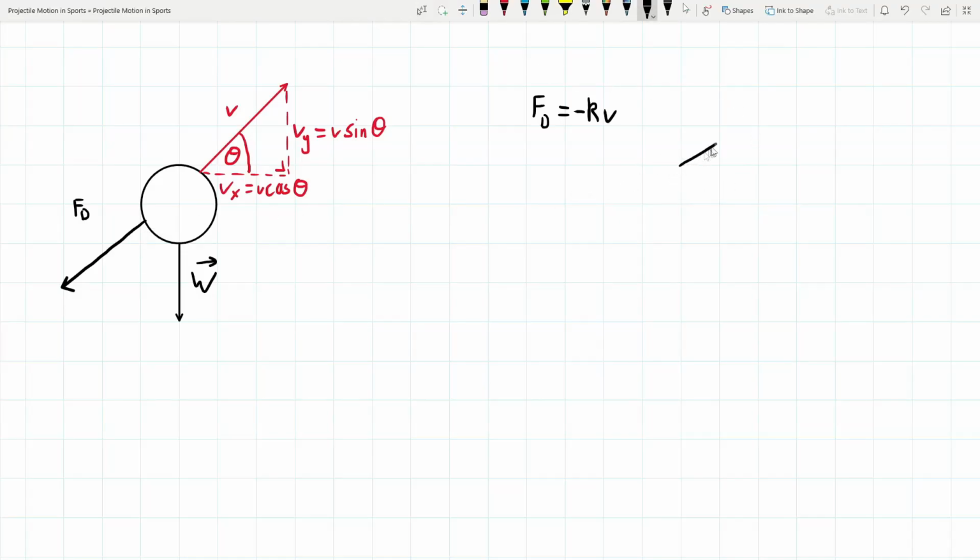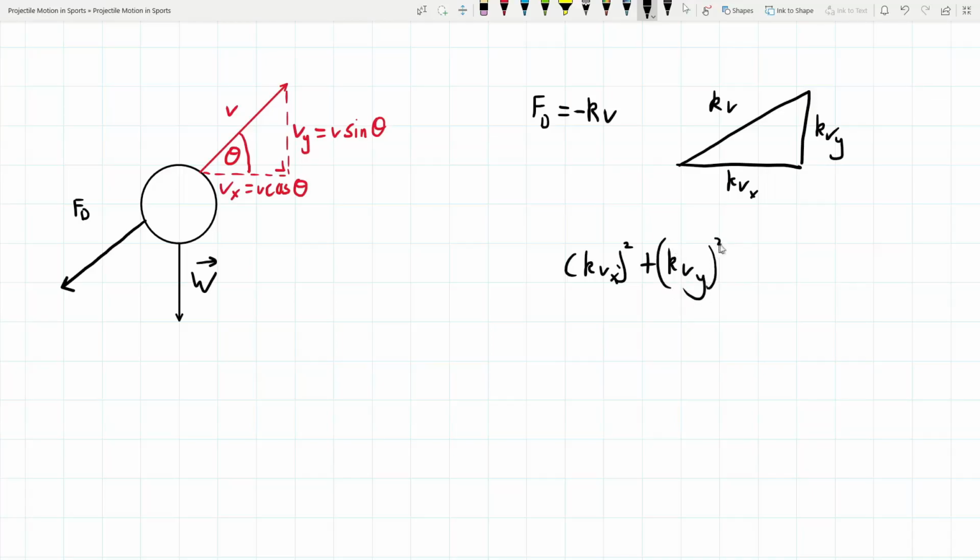So if we draw a right angle triangle, let's say this is the force of drag, which is, we're going to say minus kv. Well, we're going to say kv for now, the minus doesn't matter. So this is going to be kv in the x direction, it's going to be kv in the y direction. So to verify this is true, we know the Pythagorean theorem says that a squared plus b squared equals c squared, so that's going to be (kvx) squared plus (kvy) squared equals (kv) squared.